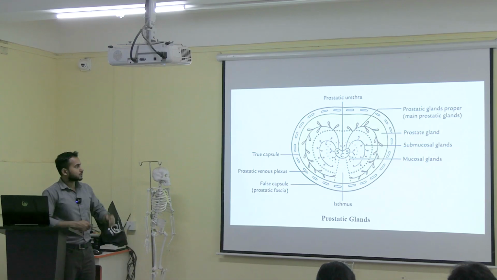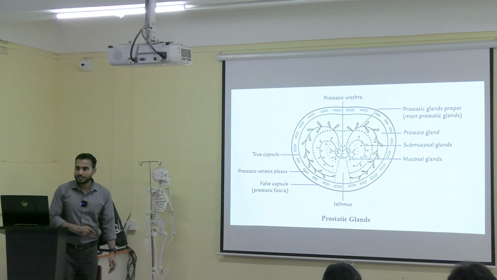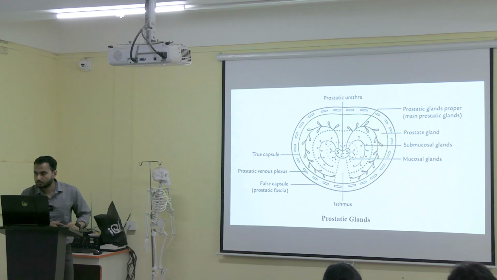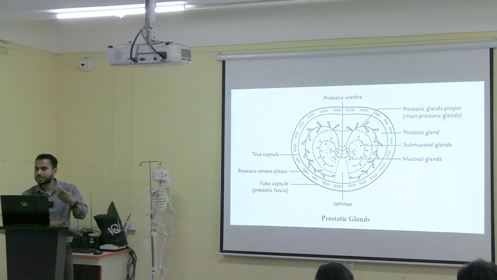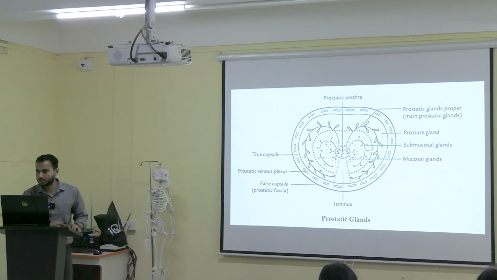Next, if you see the interior of the prostate, I am talking about this. So what is present in it? Mainly prostatic glands are there, which are compound tubulo-alveolar glands. Now here also three different types of glands are present, as you can see in the diagram: mucosal gland, submucosal gland, and prostatic glands proper, also called main prostatic glands. These are the three different types of glandular elements present inside the prostate, responsible for the secretions. This glandular tissue is supported by fibromuscular stroma. That is the overall structure of the prostate gland.